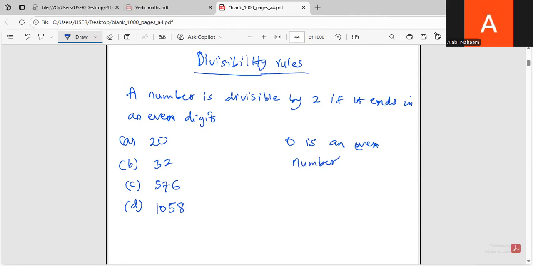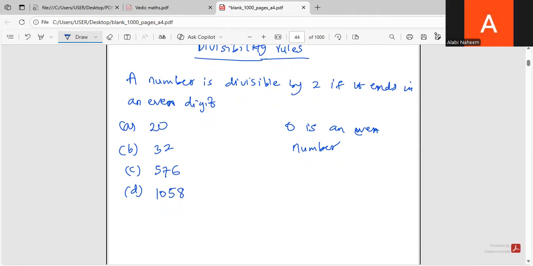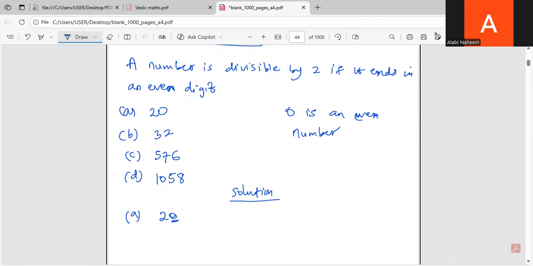The first number we have here is 20. Is 20 divisible by 2? Yes. Why? Because it ends in an even digit, which is 0. 0 is an even digit, so it is divisible by 2. Let's confirm. 20 divided by 2. 2 in 2 is 1, 2 in 0 is 0. That's 10. So we are correct.